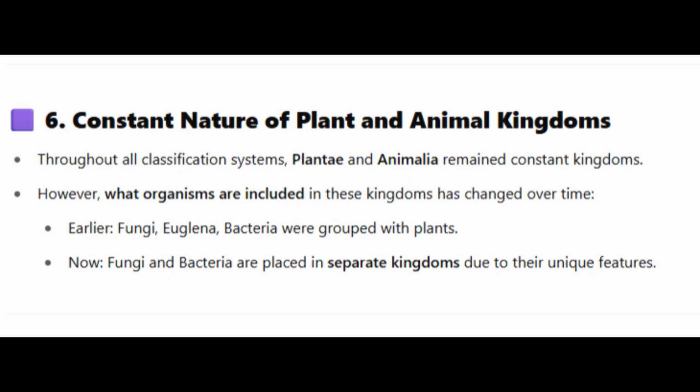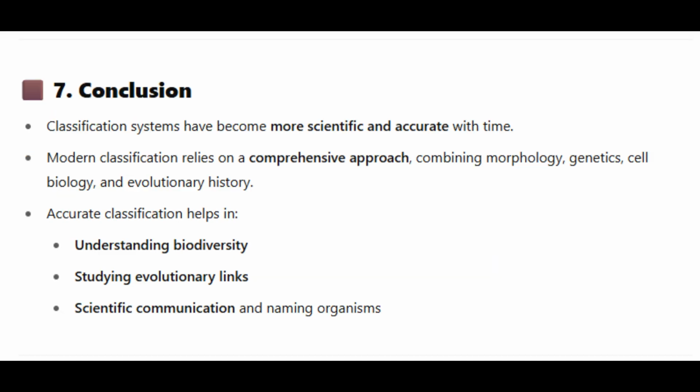The role of plant and animal kingdoms. Through all these changes, plant and animal kingdoms stayed constant. But the organisms within them changed. Earlier, fungi, euglena, and even bacteria were grouped with plants. But now we know better. Fungi get their own kingdom. Bacteria belong to Monera. And euglena, it's Protista. All because of scientific progress.